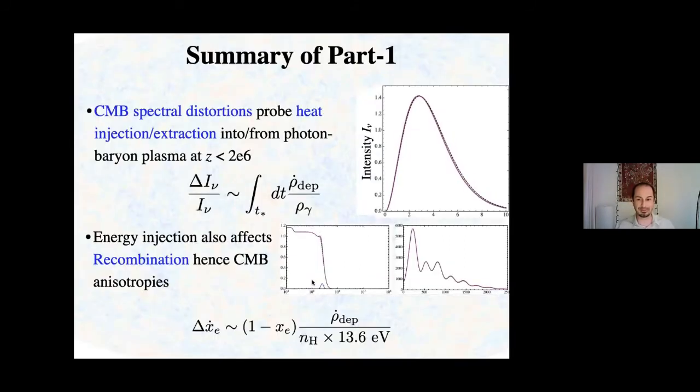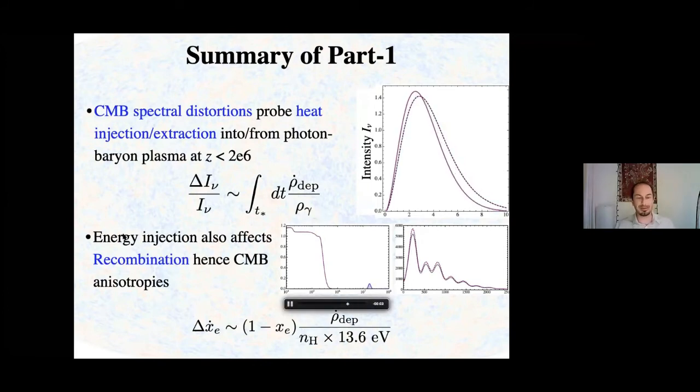Okay, so this is the end of part one about just the basic physics. To summarize, we've learned that if the frequency spectrum of the CMB is distorted away from a perfect black body spectrum, we call this spectral distortions. And this is a probe of energy or heat injection, or also extraction, into the plasma at redshifts below 2 million. To estimate roughly the amplitude of the distortions, all you need to do is compute the integral over time of the volumetric rate of energy deposition into the plasma divided by the energy density of CMB photons.